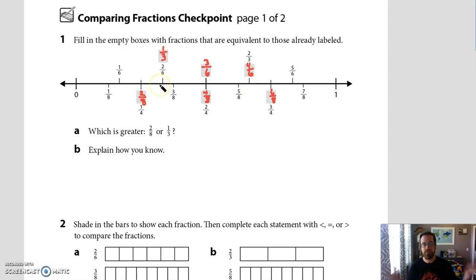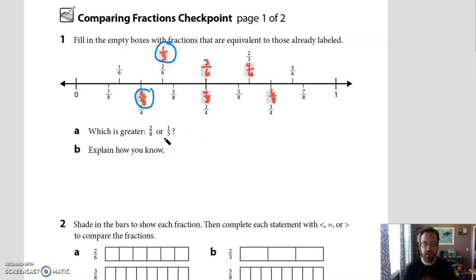So there we go. Now I filled in all my fractions on the number line to make equivalent fractions. Which is greater, 2/8 or 1/3? So there's a couple of things. I could go down and look at, I'm just going to change colors here real quick, 2/8 and my 1/3, and just by noticing this I can see that 1/3 is greater than 2/8. Or we can talk about what we did and remember cross multiplying.